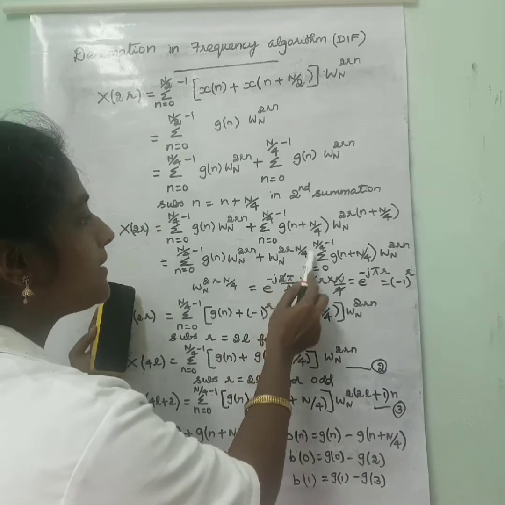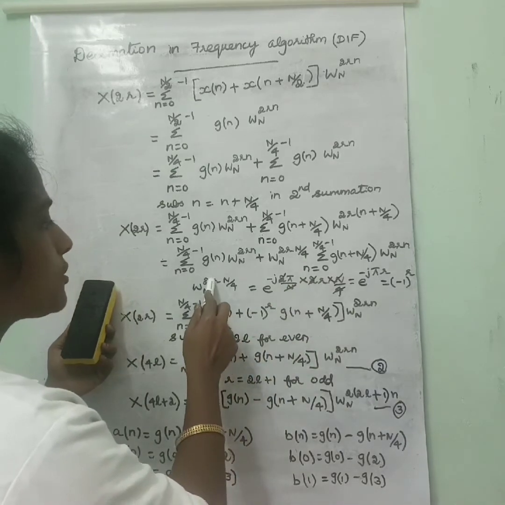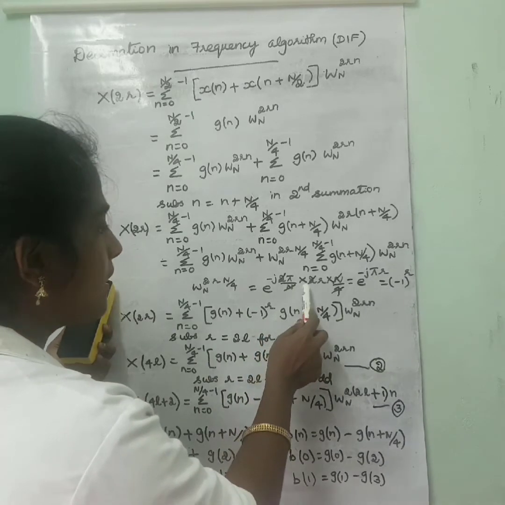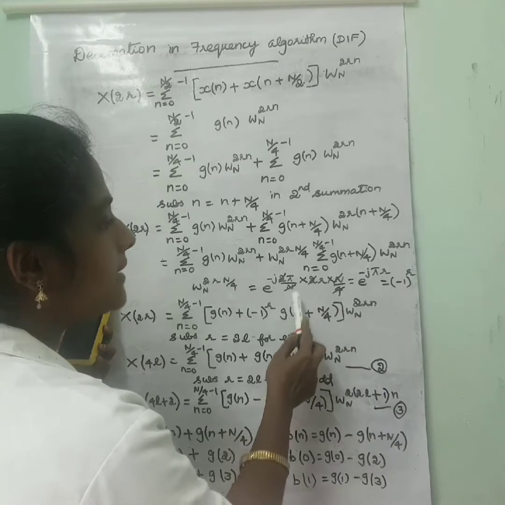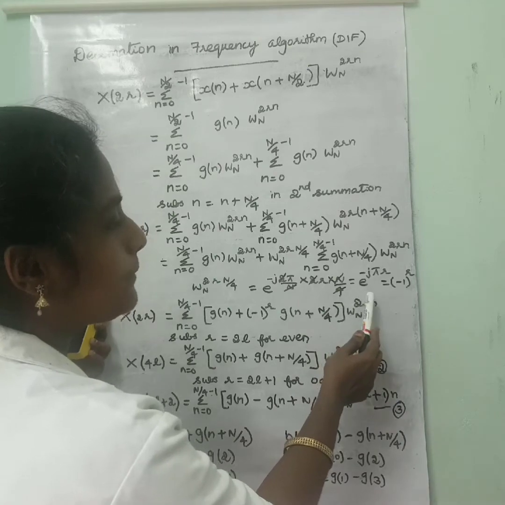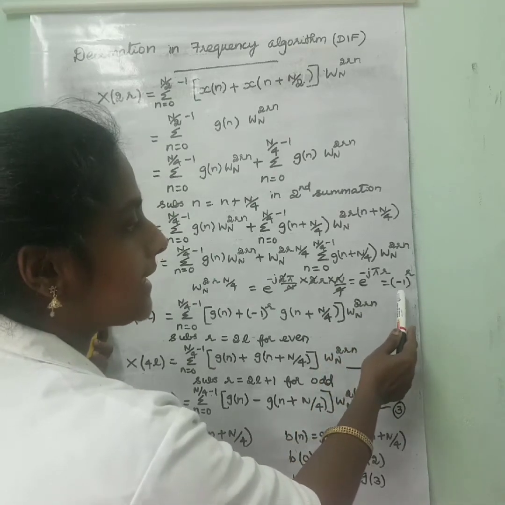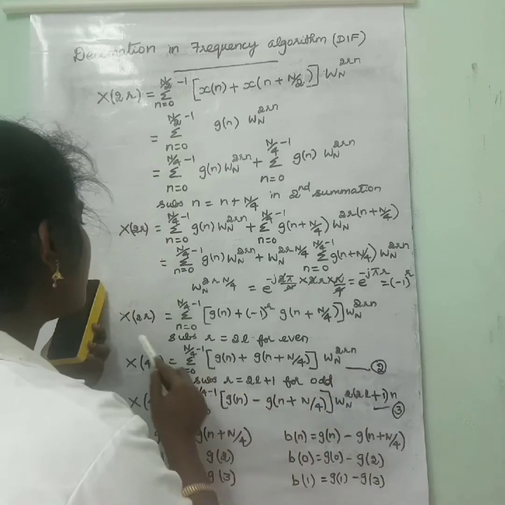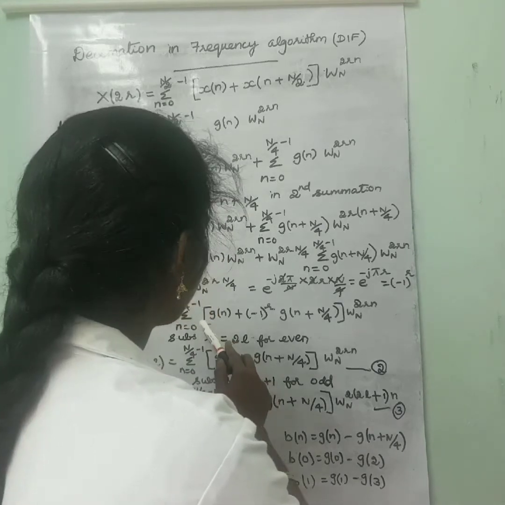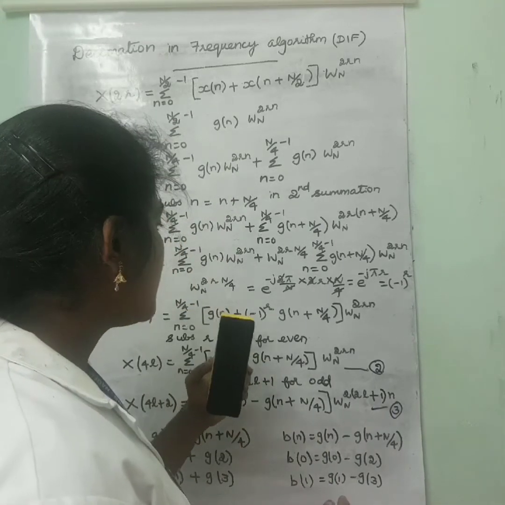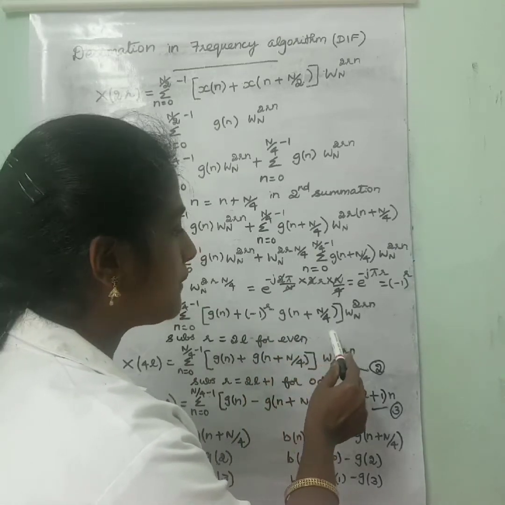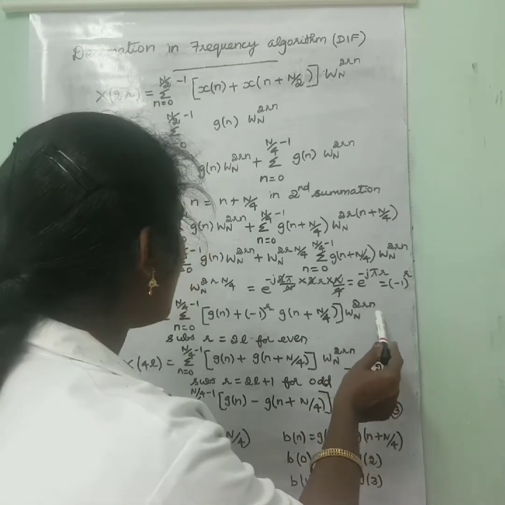Then you should simplify this twiddle factor term. So W_N power 2r N by 4 is equal to e power minus j2 pi divided by N into 2r into N by 4. Here this N and N get cancelled. This 2 and 2 cancels for 4. So you will get e power minus j pi r, that is we can take it as minus 1 power r. So you can write the equation as x of 2r is equal to summation n is equal to 0 to N by 4 minus 1 of g of n plus minus 1 power r into g of n plus N by 4 into W_N power 2rn.